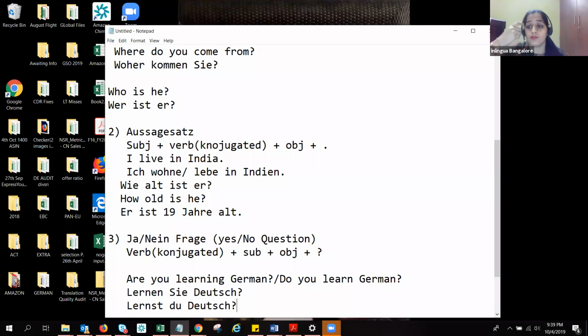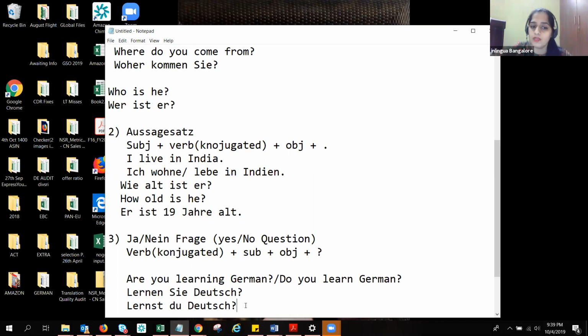Like if I'm talking to Pratipa, and Pratipa and I are very informal with each other, and I'm asking Pratipa, do you learn German? Since I know the context is informal, I will directly ask Pratipa, lernst du Deutsch? So it depends on the context, on whom you are asking, and the relationship between you and the second person. Is it formal? Is it informal?